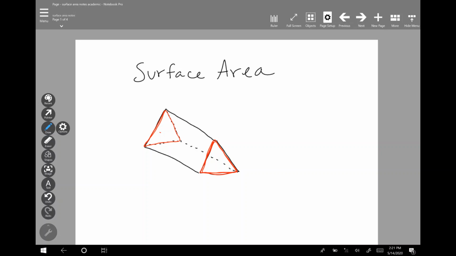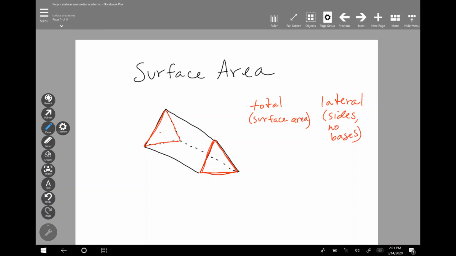Okay, there's two things though that we have to know about surface area. There is total surface area, which is sometimes just called the surface area. Okay, and then there is the lateral. Lateral is just going to be the sides only, no bases.